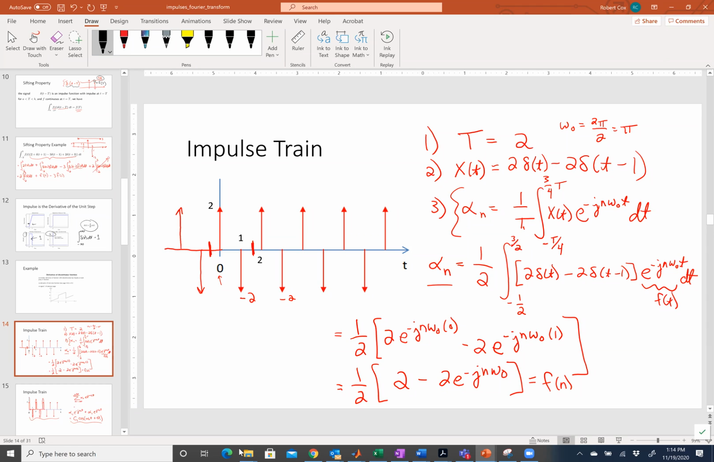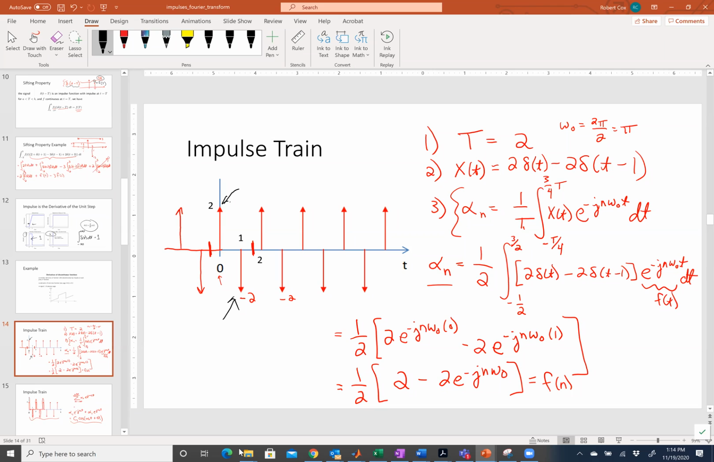Right, so the first step is we figure out the fundamental period, which we figured out last time was 2. Okay. The next step is I needed to be able to figure out a function for x of t over a period. Okay. So in this particular case, I have x of t equals 2 delta of t minus 2 delta of t minus 1. So that's basically including this pulse here and this pulse here.